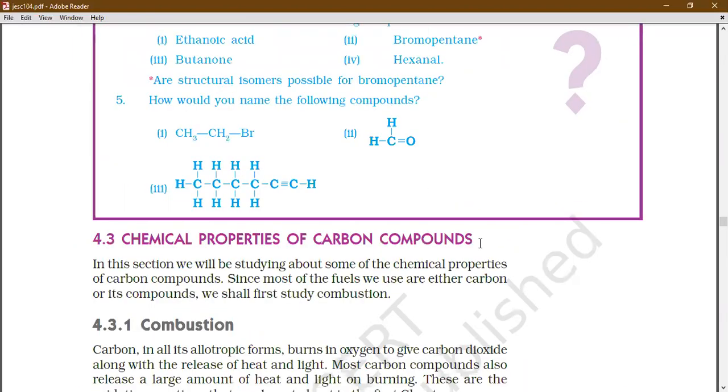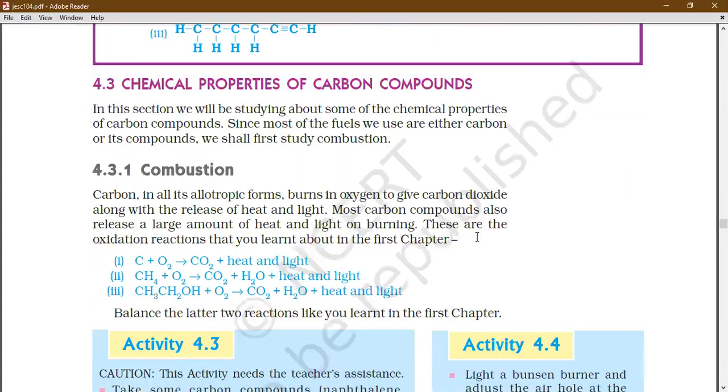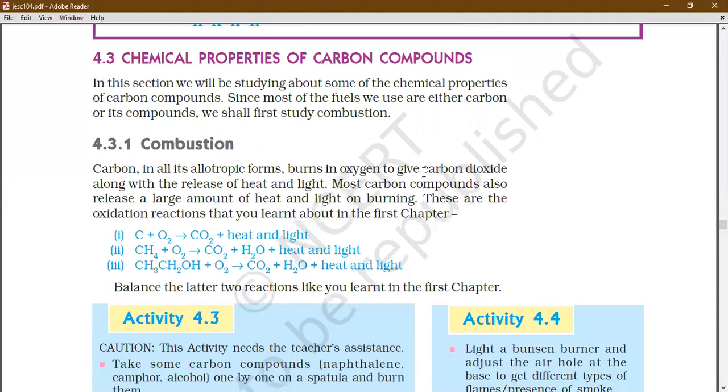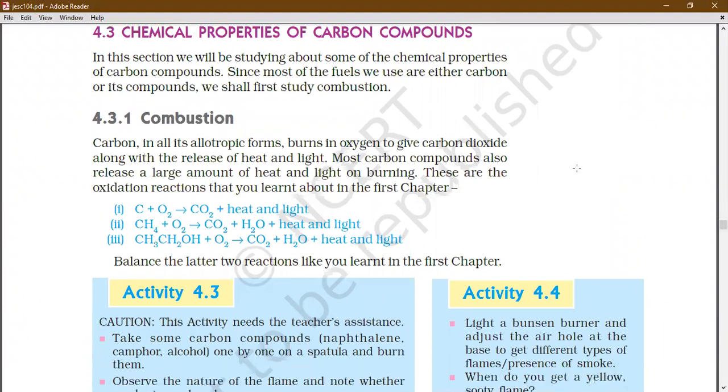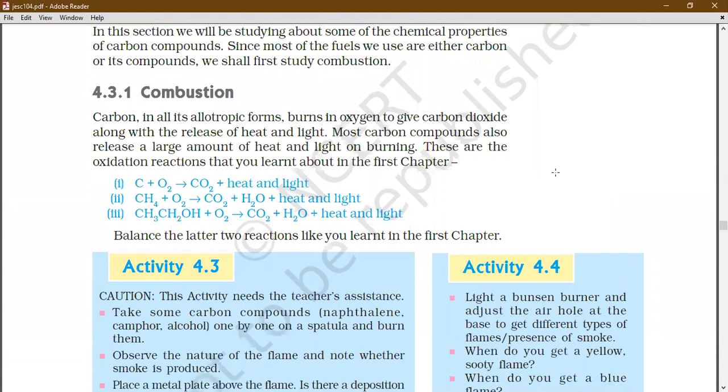Chemical properties of carbon compounds. In this section, we will be studying about some of the chemical properties of carbon compounds. Since most of the fuels we use are either carbon or its compounds, we shall first study combustion. Carbon in all its allotropic forms burns in oxygen to give carbon dioxide along with the release of heat and light. Most carbon compounds also release a large amount of heat and light on burning.